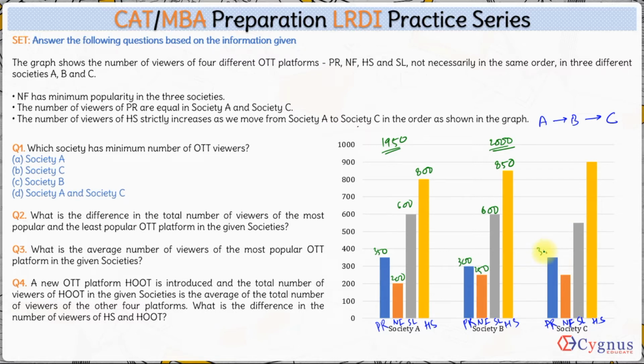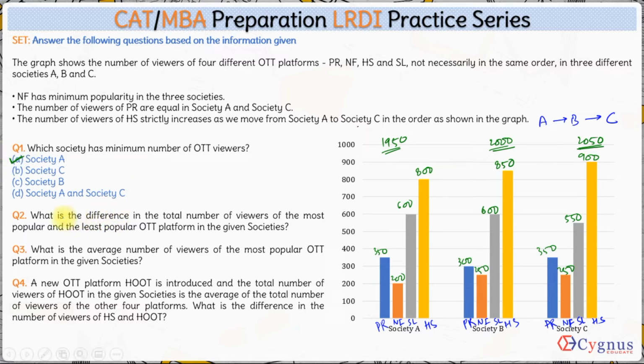This is 350, this is 250. 350 plus 250 is 600. 600 plus 550 is 1150. 1150 plus 900 is 2050. Okay, so the minimum number of viewers is in society A, hence the answer to this question is option A. Okay, let's look at the next question.